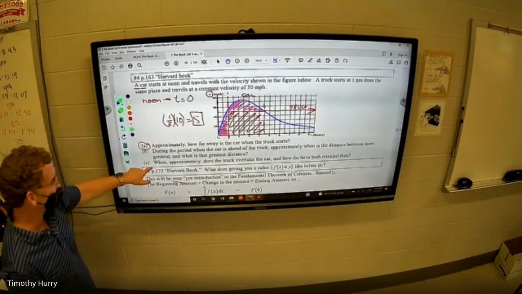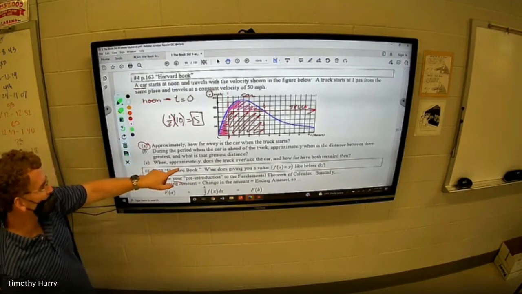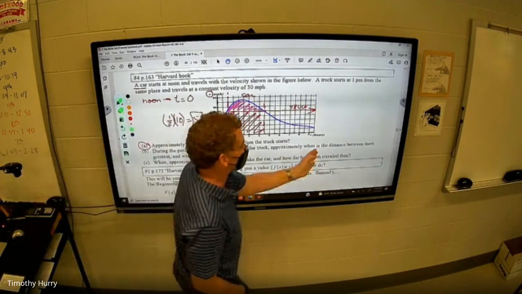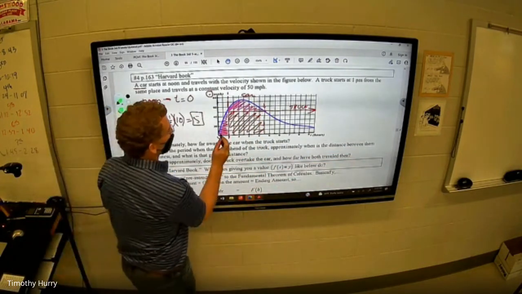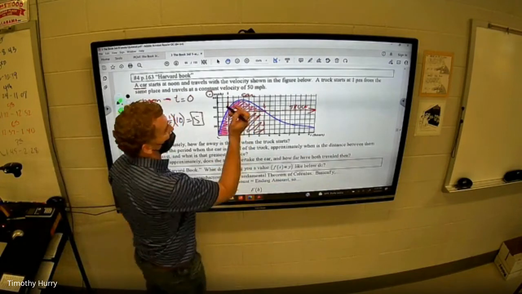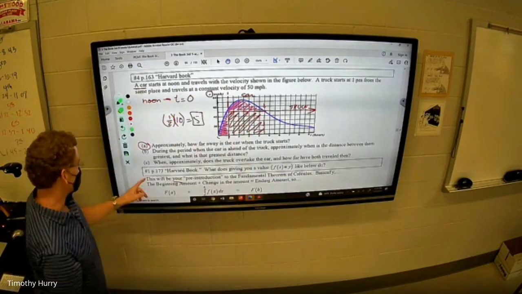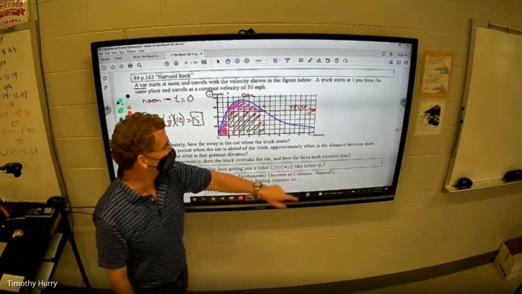Now, next thing. It says, when is the distance between them the greatest? Oh, it did say when. At about 4.5 hours. What is that greatest distance? You would have to count up the squares to the best of your ability and multiply by 5. Last question. When does the truck overtake the car?